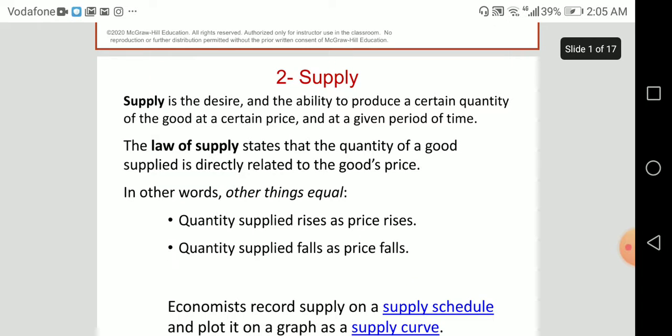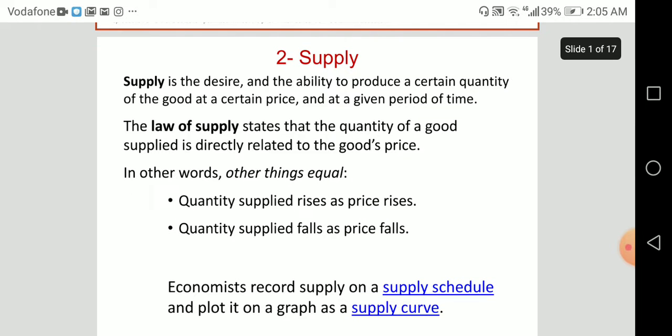The supply. What does it mean? The supply here is the desire, not for the consumer, for the producer, and the ability to produce a certain quantity of the good at a certain price at a given period of time, of course. So, the law of supply states that the quantity of goods supplied is directly related to the goods price. Directly related to the goods price, yeah.